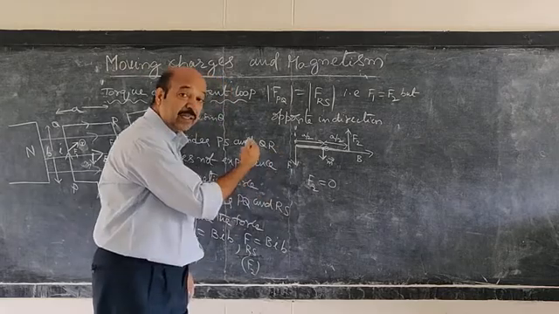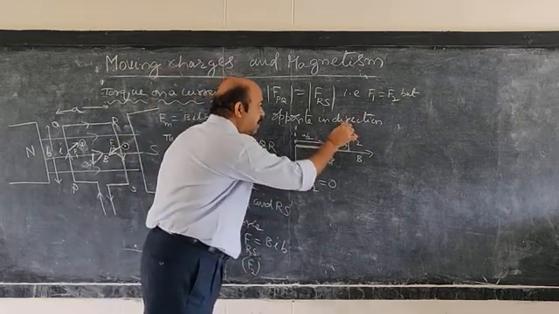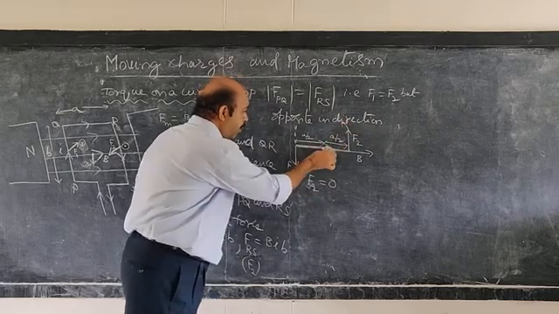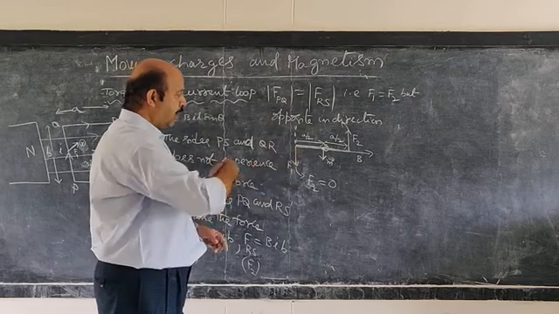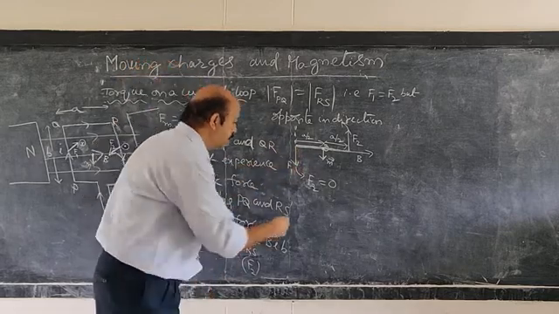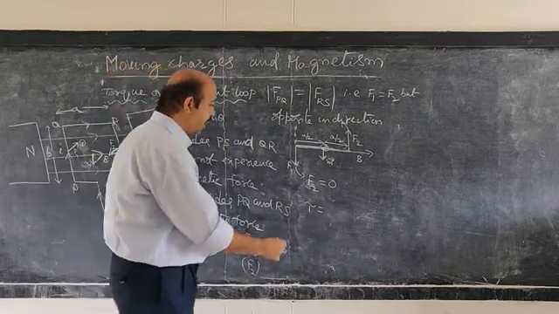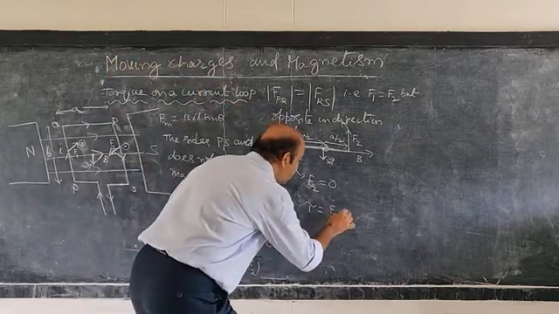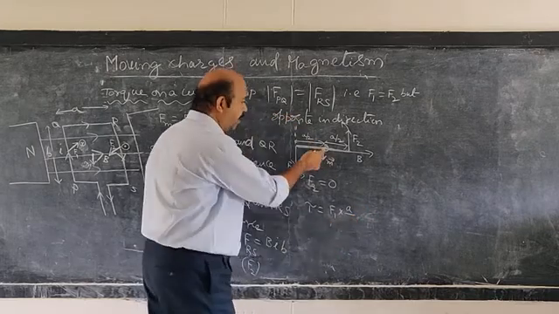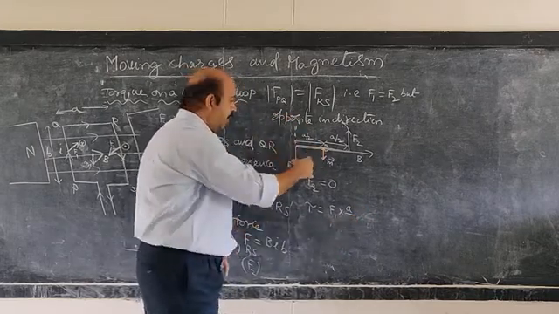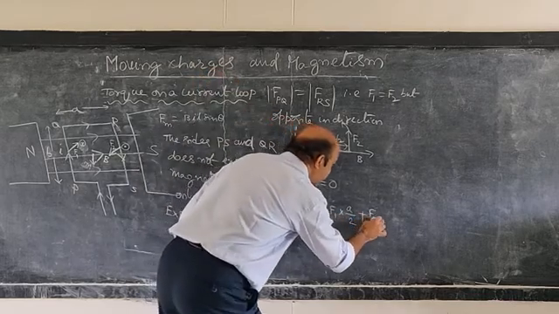They constitute a couple. The forces will try to rotate the coil about this point O. So the torque produced by the couple of forces is given by force times the perpendicular distance from the point about which it is rotating. So if a by 2 is the distance, we can write it like this.